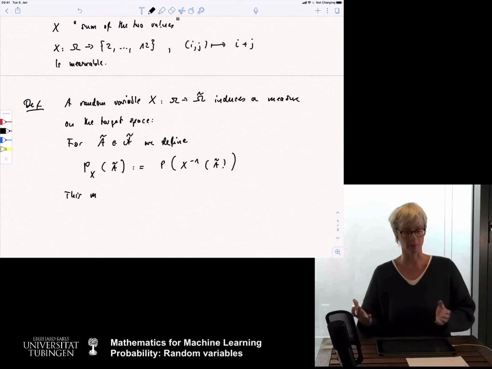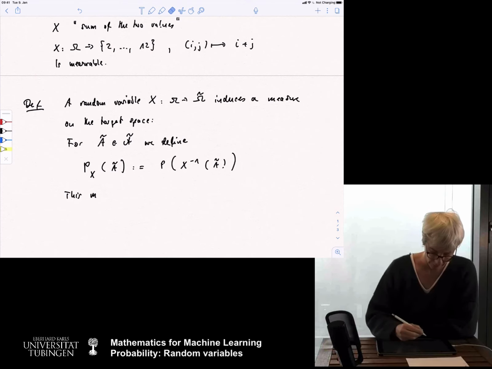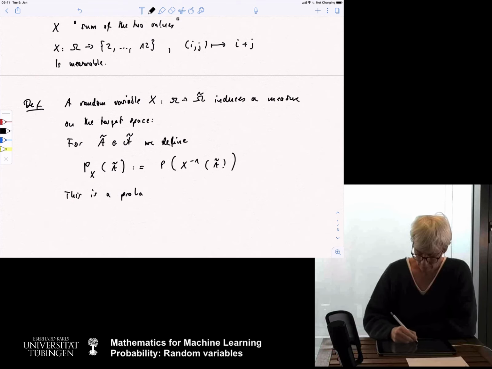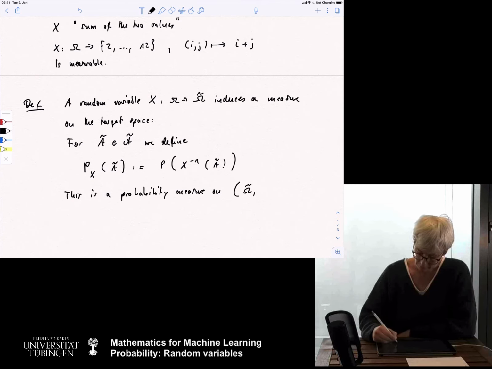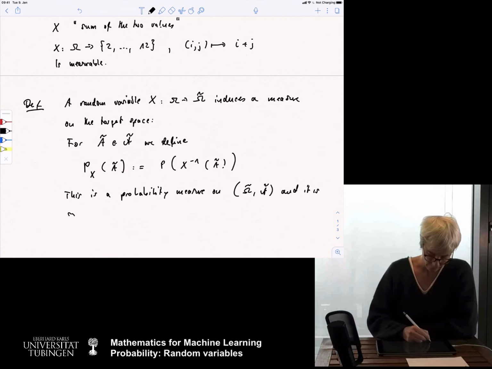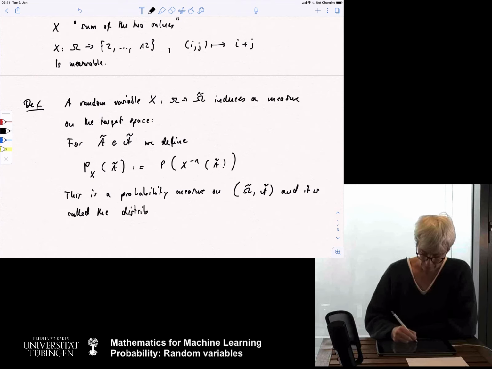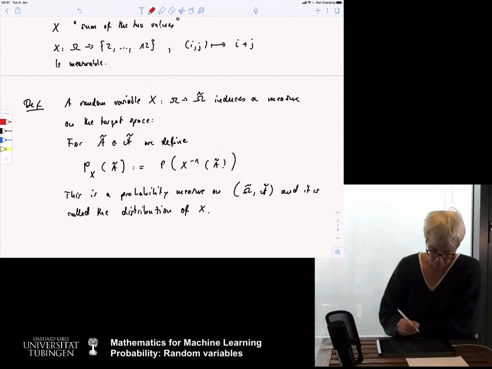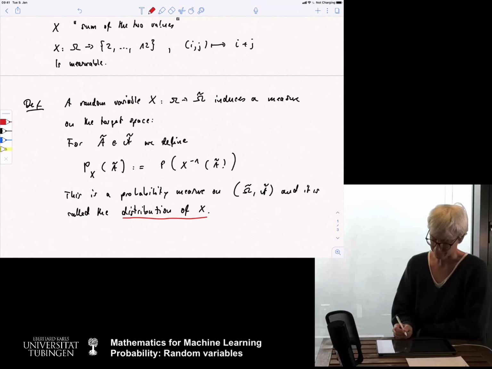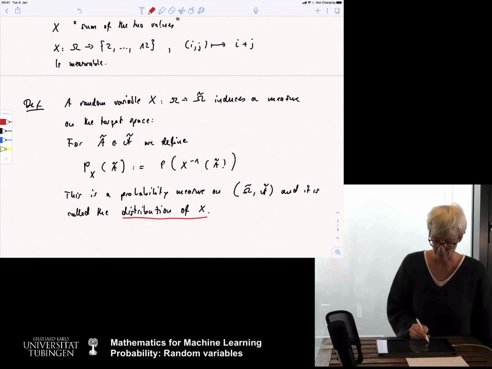So this is a probability measure. Maybe the first thing is, this is a probability measure on now this target space, omega tilde, A tilde, and it is called the distribution of x, and the letter that is often used is P_x.